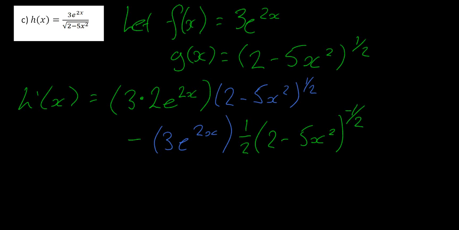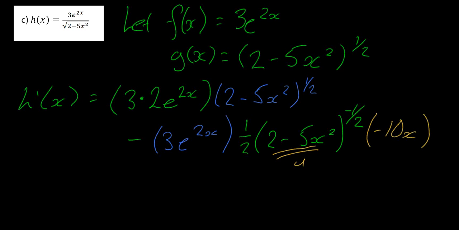So notice here we're using the chain rule, and we made a substitution for this inside over here, this u. So what you need to do is multiply by du dx, which is the derivative of 2 minus 5x squared, which gives you negative 10x.